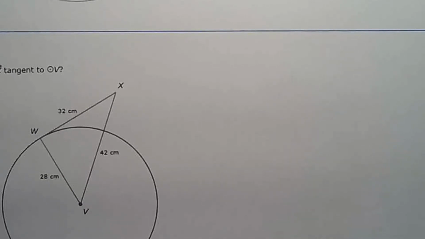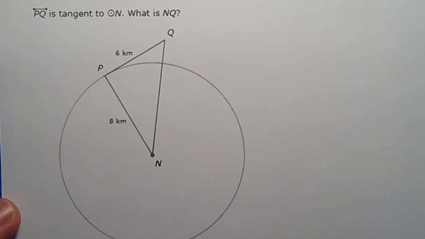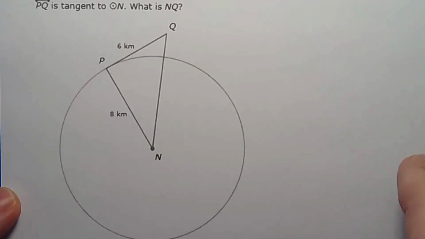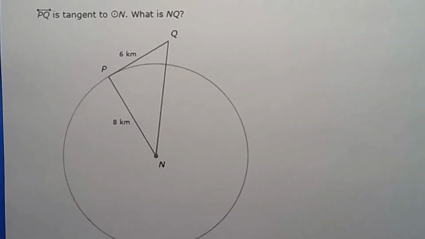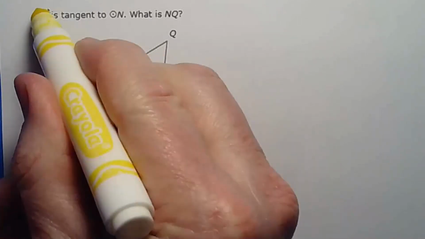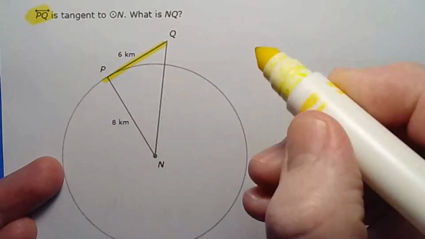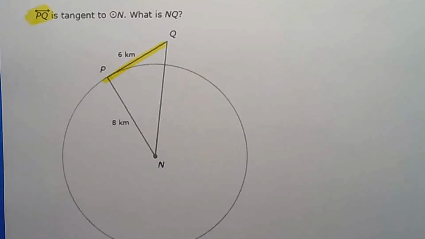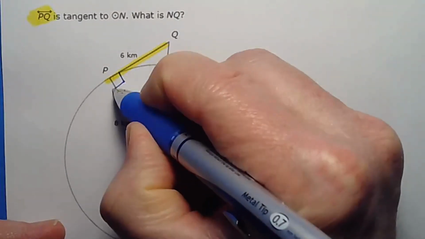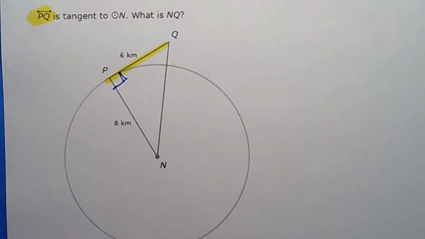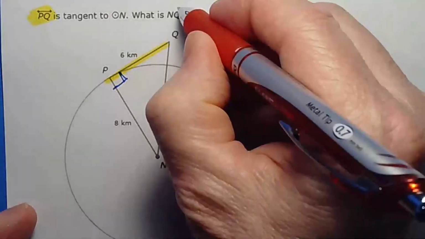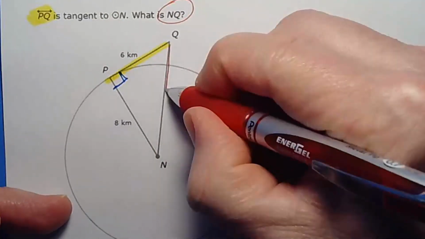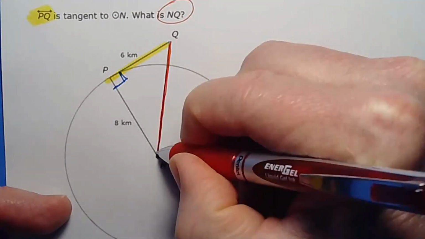Now, for the first one, we're going to come up here. I've got this circle right here. What's happening on this one is, again, I've got a tangent. Here's PQ, that's tangent. What do we know? When it's tangent, let's go ahead and make it perpendicular. That's the thing we keep using over and over here. Now, I'm not actually trying to find an angle this time. It says, what is NQ? NQ is this distance right here.